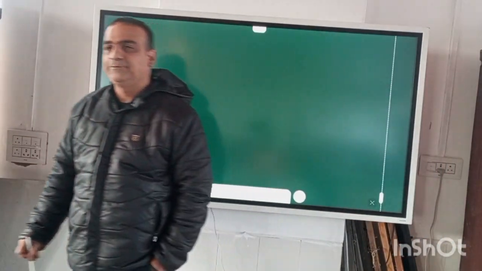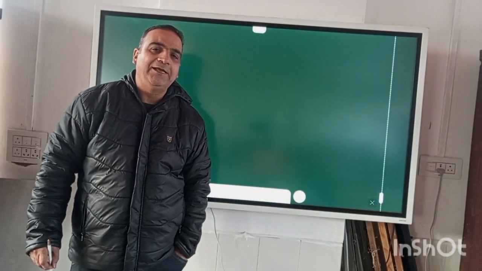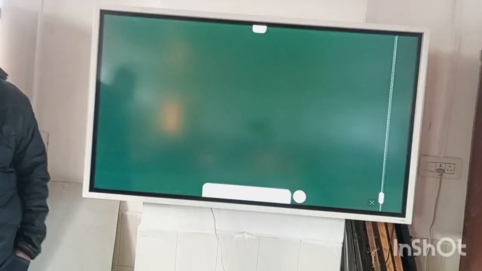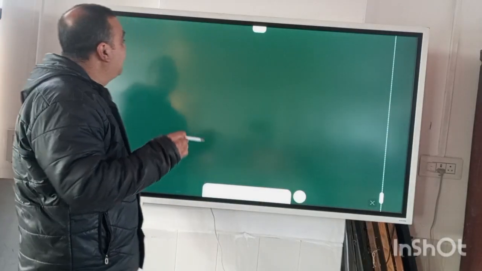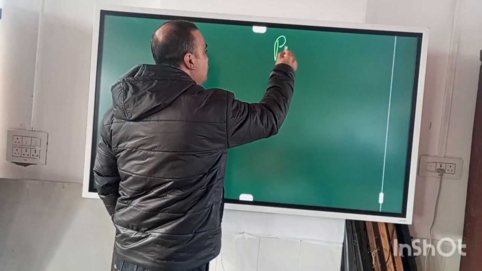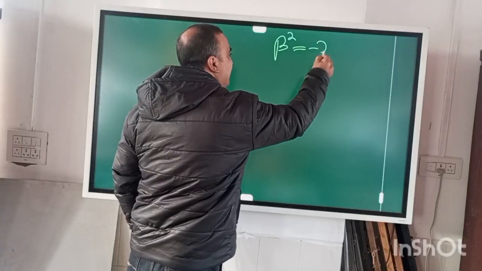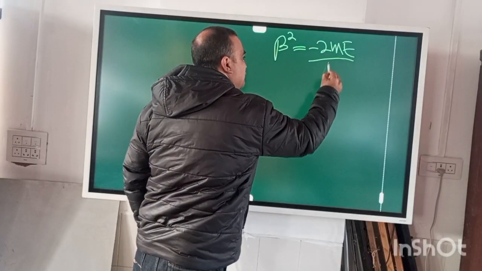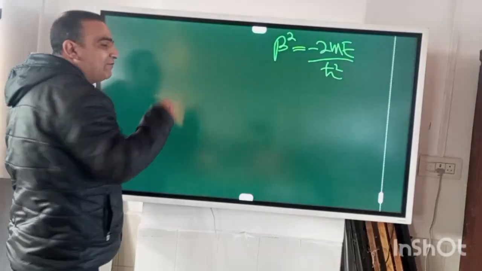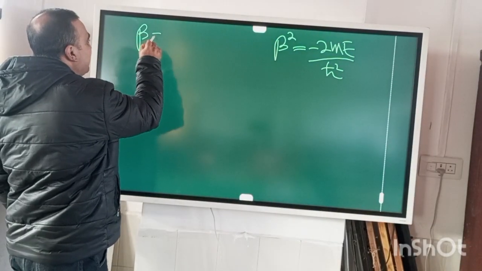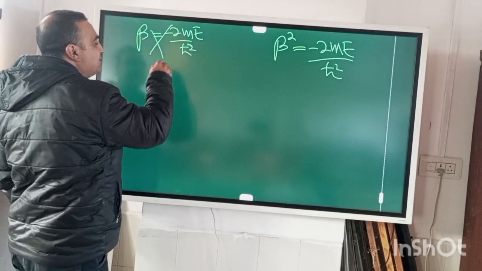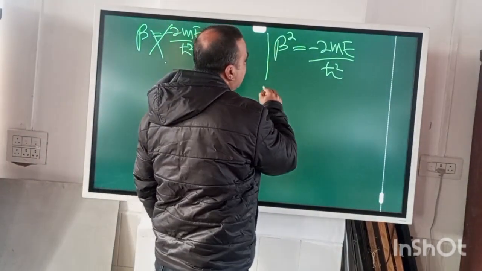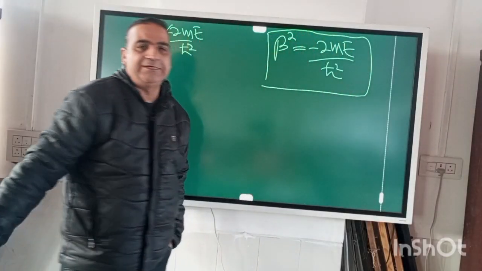Good morning to all of you. So let us continue where we stopped yesterday, and I think we committed a mistake yesterday. The mistake was that I used basically the correct thing, that beta square is minus 2me by h bar square. But somehow I have wrongly written that beta is equal to minus 2me by h bar square. So this should not be considered. So beta square equals minus 2me should be considered, right?